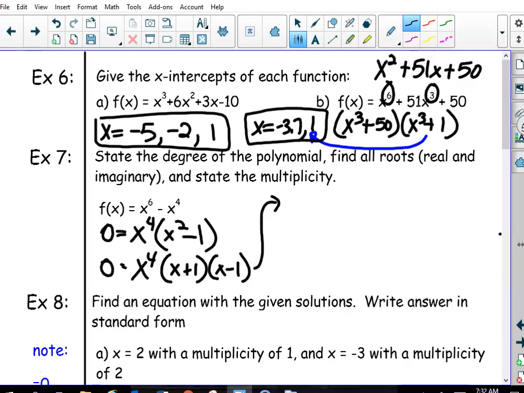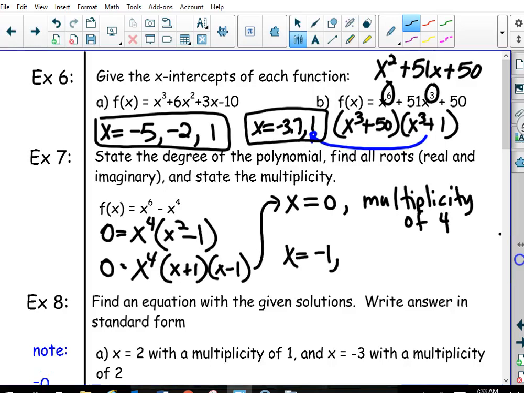So I have a 0 at 0 with a multiplicity of 4. And then I have zeros at -1 and +1, multiplicity of 1.